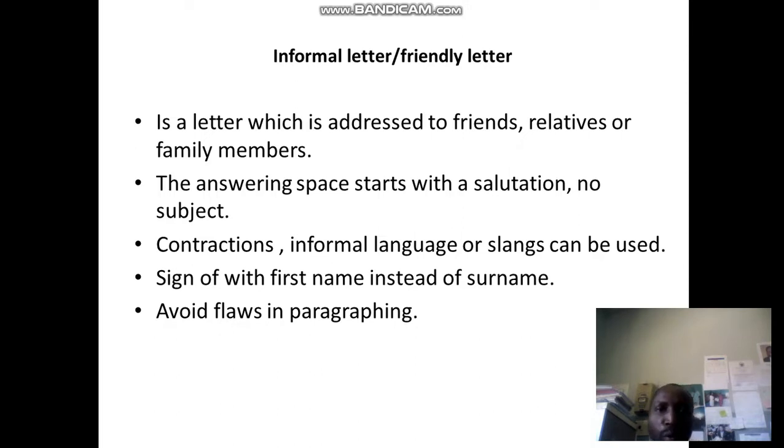So in this case, it is very important for you to understand that this letter is addressed to friends, relatives, or family members. And when you are given the answering space, it starts with a salutation. You don't have to include a subject like a formal letter. You can make use of contractions, informal language, or you can include some slangs. And when you sign off, you need to sign off with your first name instead of your surname. And then you need to avoid flaws in paragraphing.